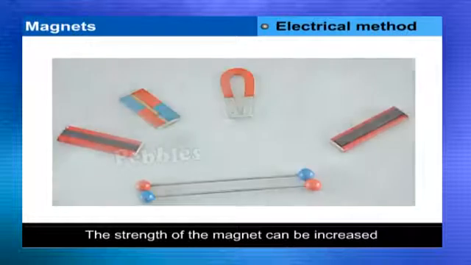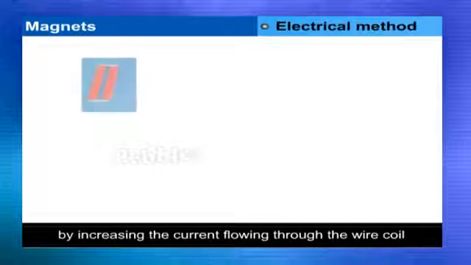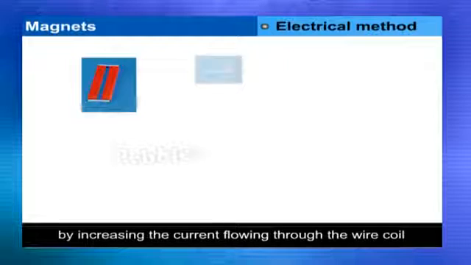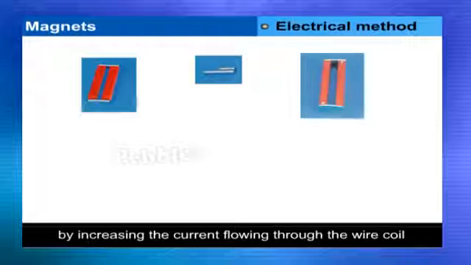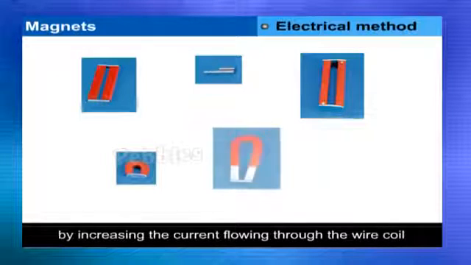The strength of the magnet can be increased by increasing the current flowing through the wire coil around the iron bar. Magnetic keepers are pieces of soft iron which are placed between opposite poles of pairs of bar magnets or horseshoe magnets.